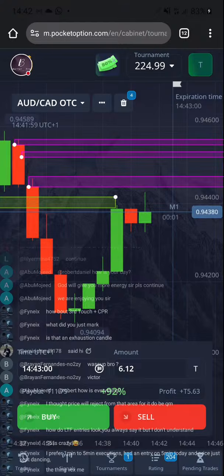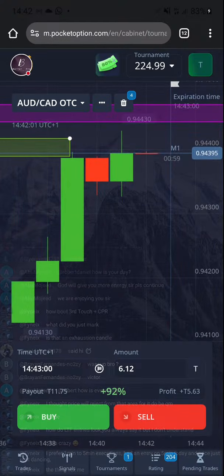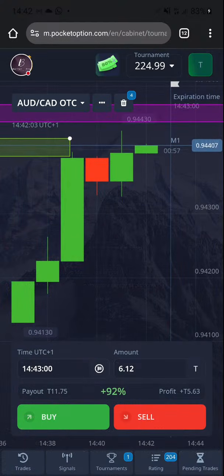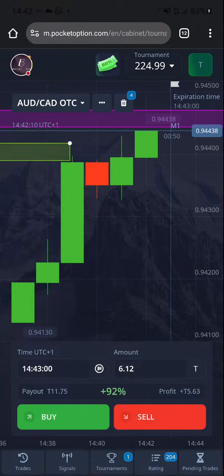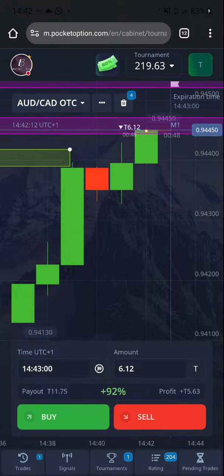So this thing vexes me. No, that's how it is. You have to be patient. Patience is one. See, you cannot do anything in trading without patience. You feel frustrated, but your training will help you.